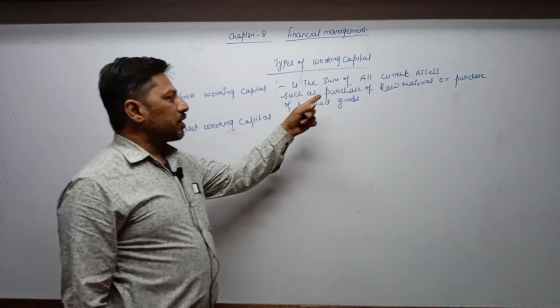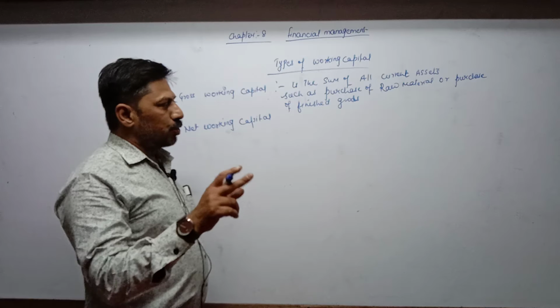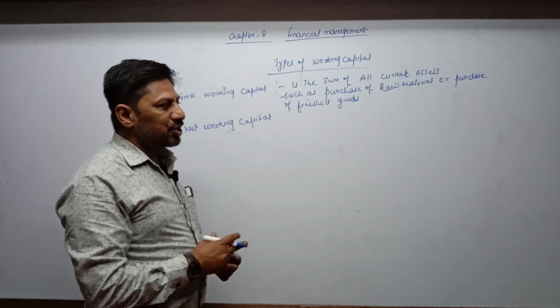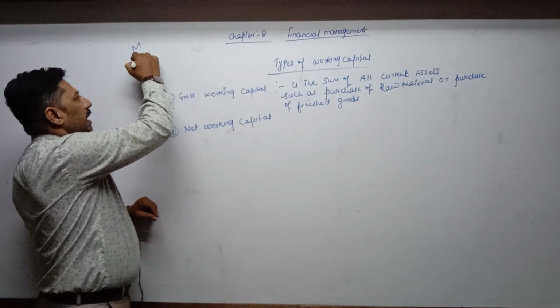Why are we writing both purchase of raw material and purchase of finished goods? There are two types of business. One is manufacturing based business, the other is trading based business. Manufacturing and trading.